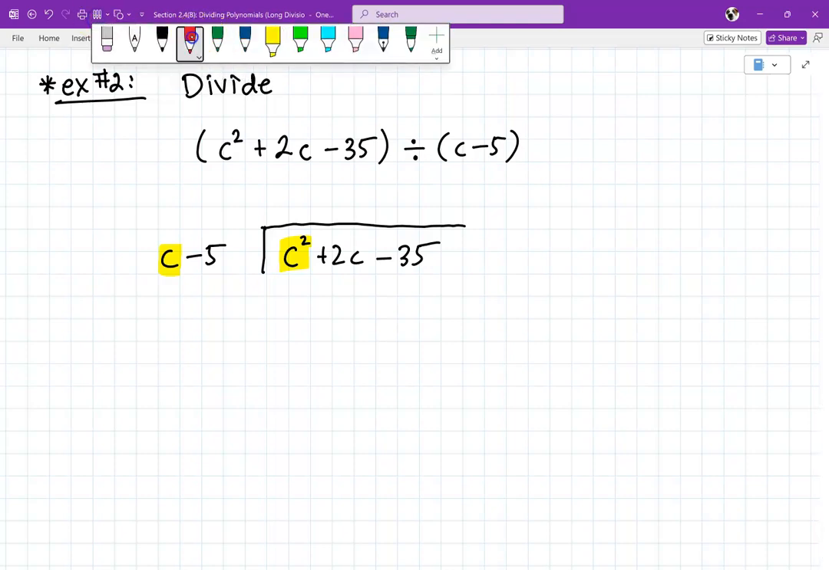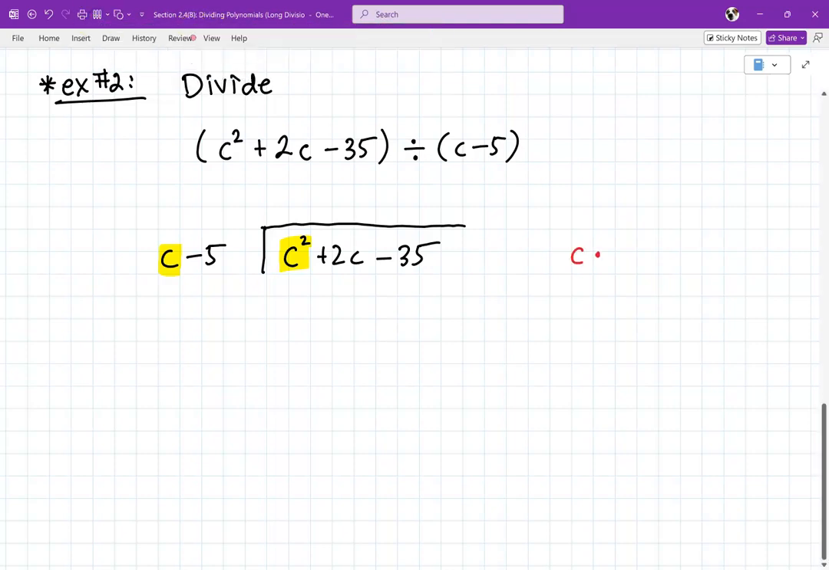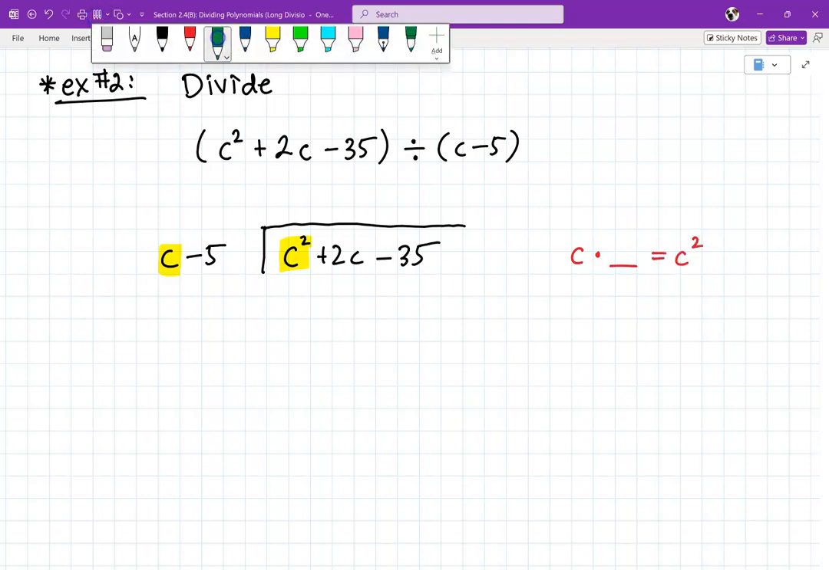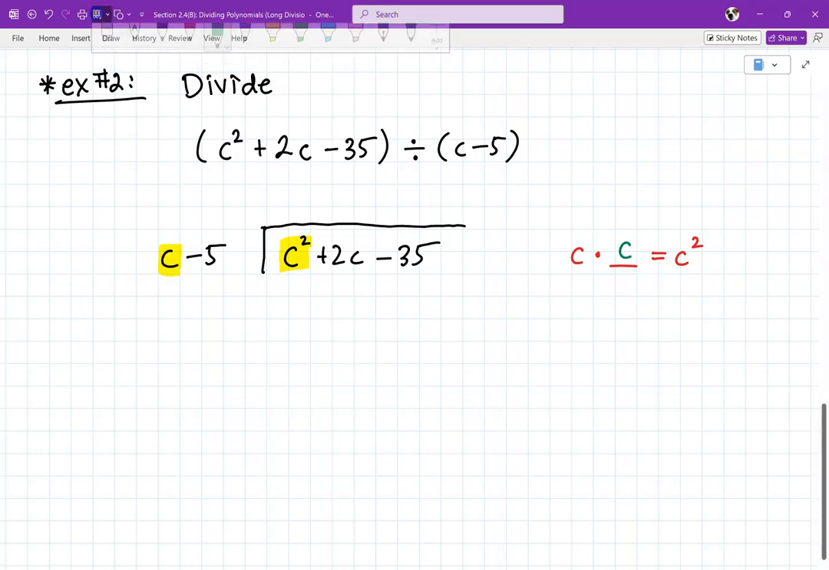I need c times something to equal c squared. C times what equals c squared? A c, right? So I'm going to put a c up here. Then I'm going to multiply by that. So c times c is c squared. C times negative 5 is negative 5c.